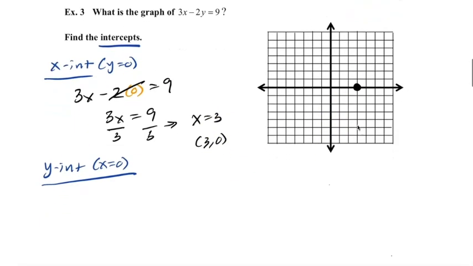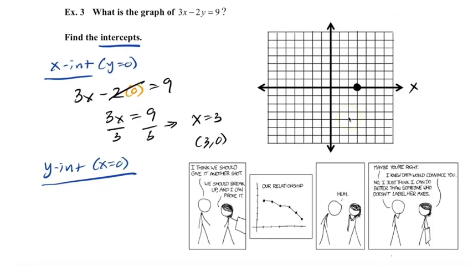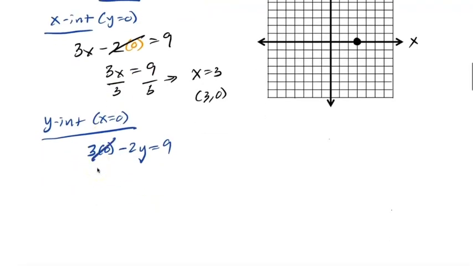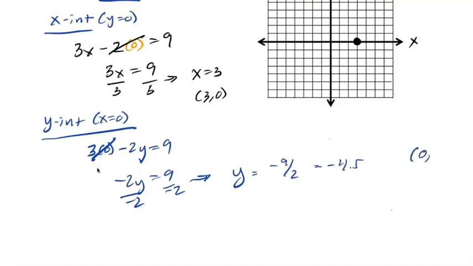The next one, let's find the y-intercept. Oh, by the way, I should label my axes. There's my x, there's my y, there's my x-intercept. Makes sense. Y-intercept, when x equals 0. We're going to plug in 0 for x, just like that. So same equation, but this time x is 0, so sub that in. Anything times 0 is 0, so we have negative 2y equals 9. Divide by negative 2. Sadly, we get a fraction. y equals negative 9 over 2. If we want a decimal, it would be negative 4.5. So that'll be the point (0, -4.5).